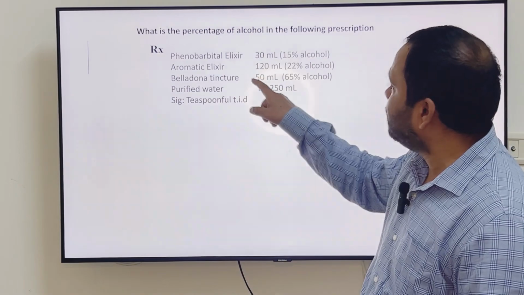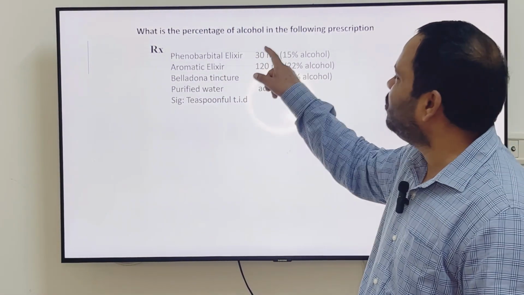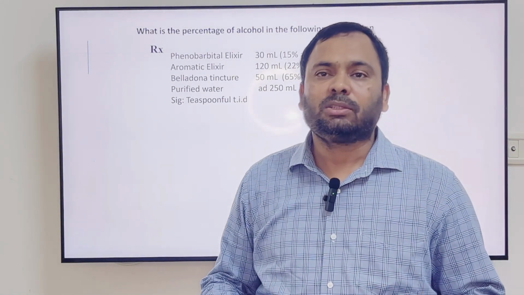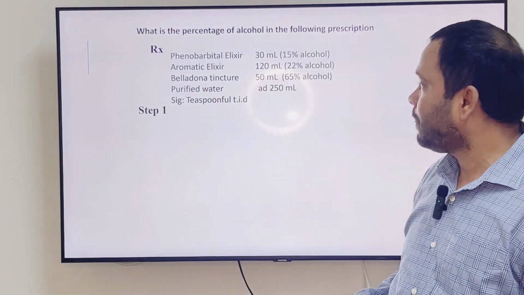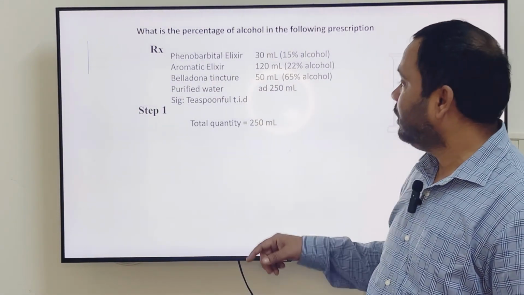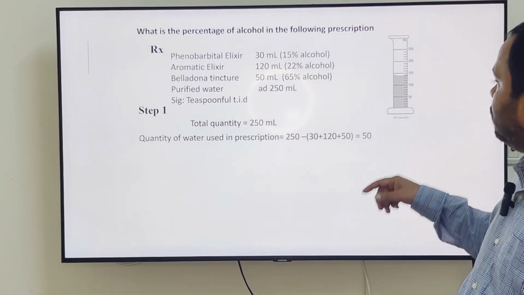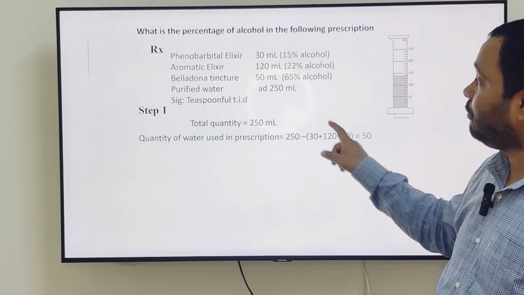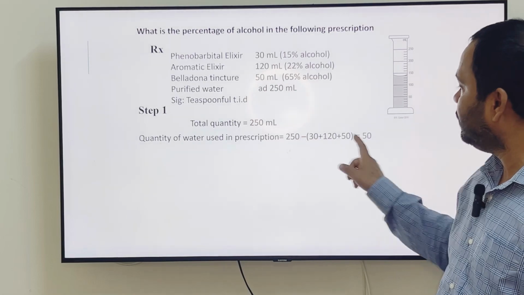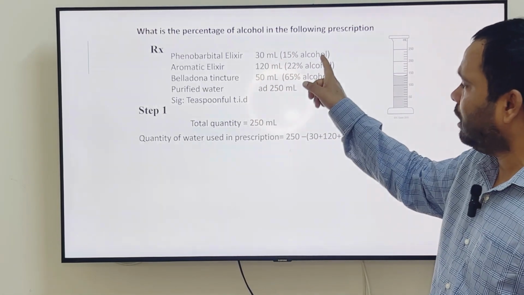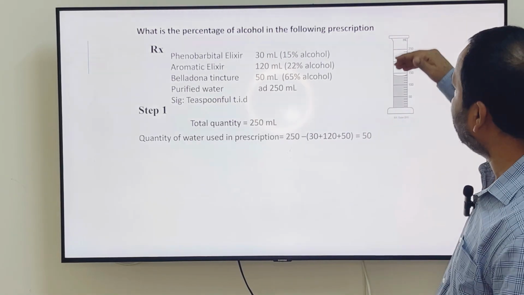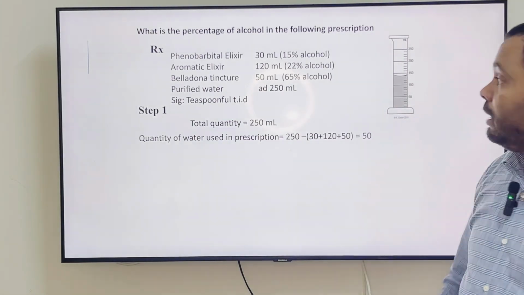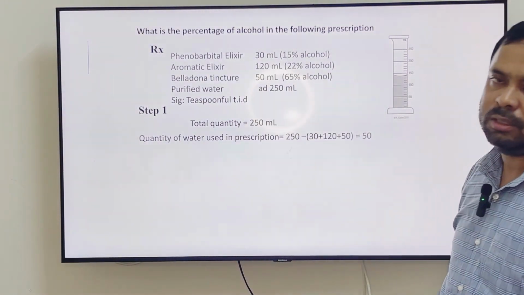So if you add all three quantities, right, it becomes 200, right? So the remaining water, that is 250 minus 200, is 50 ml. So now the total quantity is 250, right? So 50 ml water and this 30 ml, 120 ml, but the total volume is 250. In 250, 50 ml of water is there, right? And in this water, there is no alcohol, right?